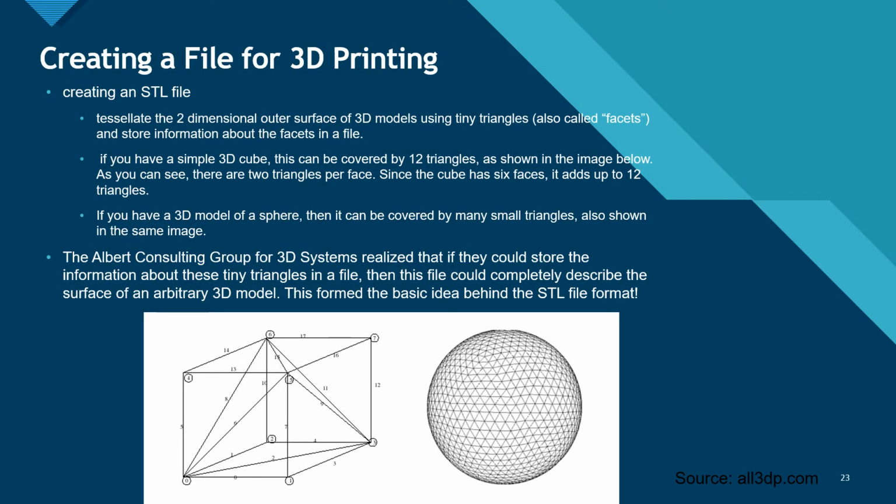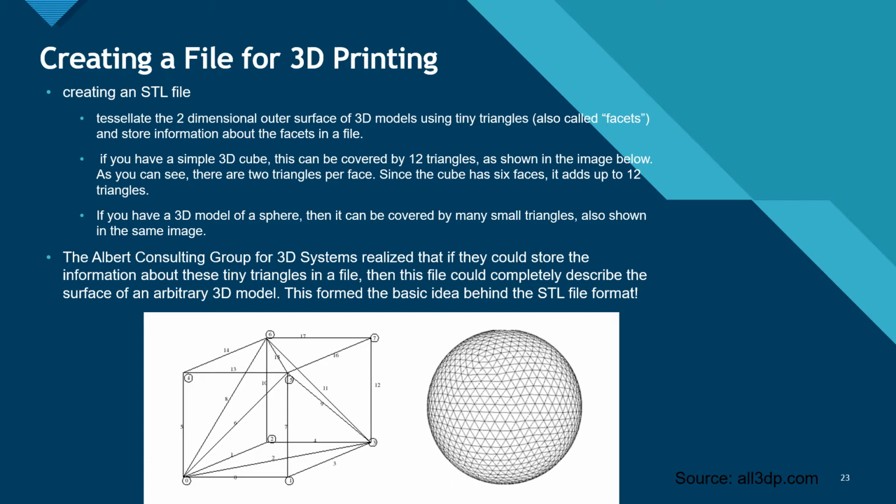Next, we want to take a quick look at how STL files are created for 3D printing. When you save an STL file, a tessellation process happens. The two-dimensional outer surface of the 3D model is created using small, tiny triangles called facets, and this information about the facets is stored in a file.